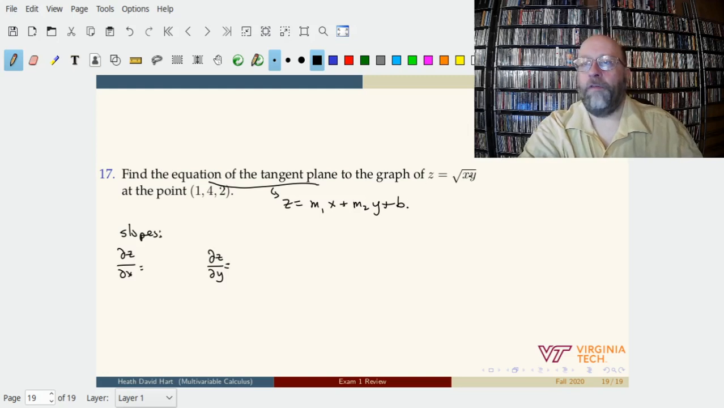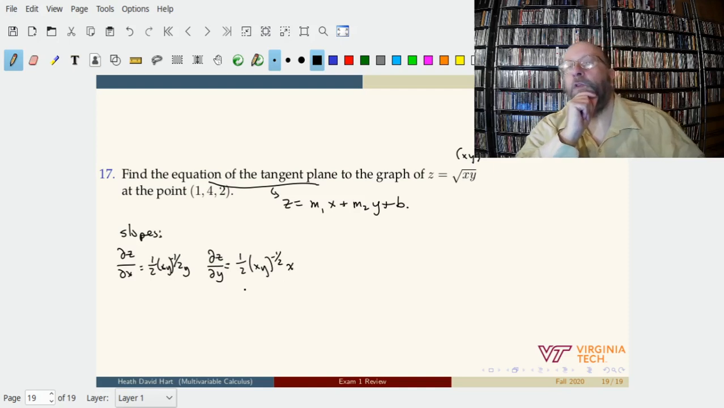The partial derivative of this square root, this is the same thing as xy raised to the 1/2 power. So the derivative is 1/2 times xy to negative 1/2 times the derivative of what's inside the parentheses. Well, the derivative with respect to x of x times y is 1 times y. So this is just 1 times y. And then the same reasoning applies over here. The derivative with respect to y of x times y is x times 1. So we just get an x here.